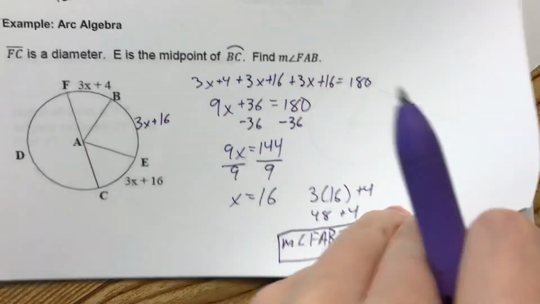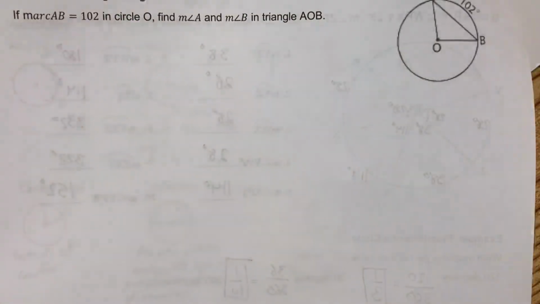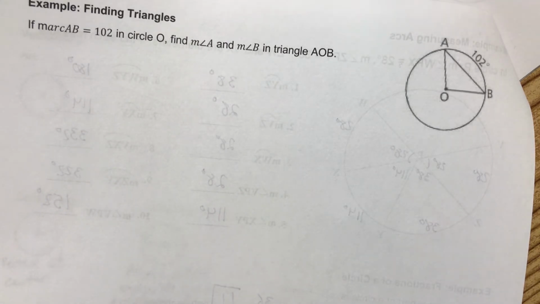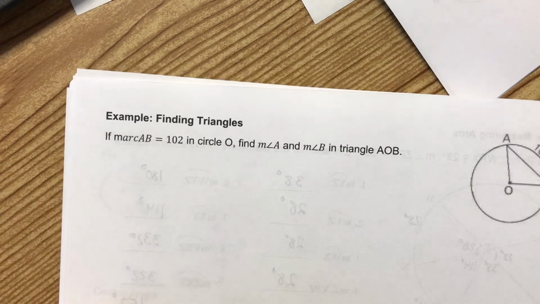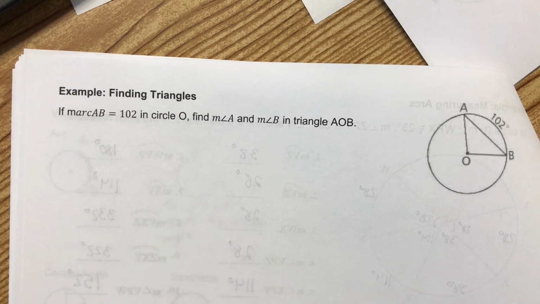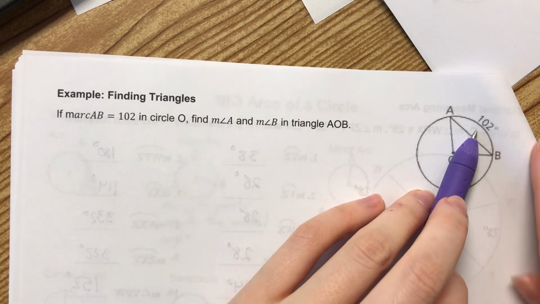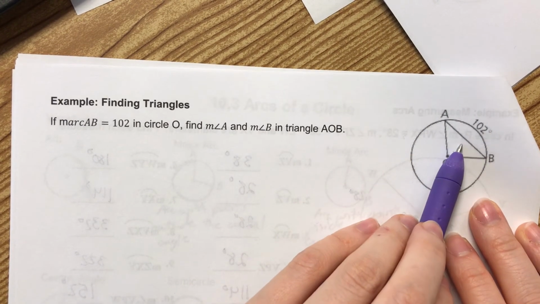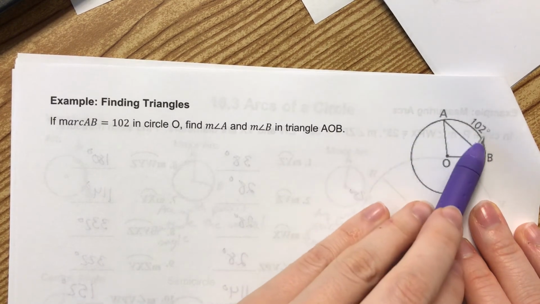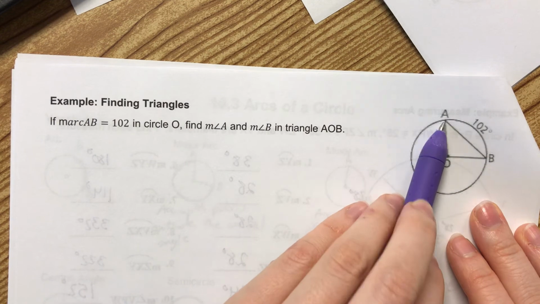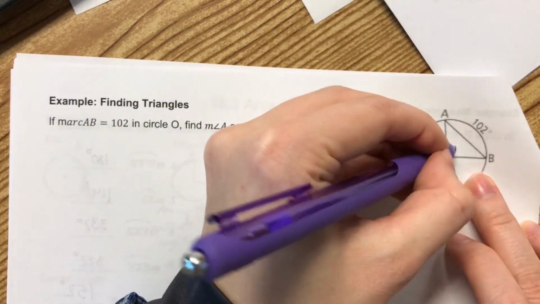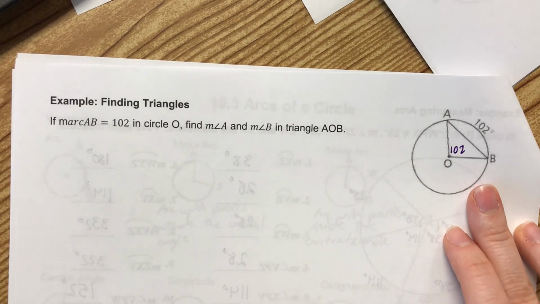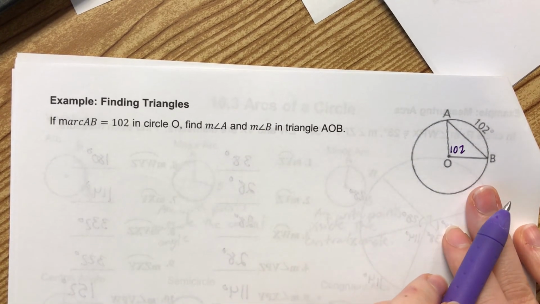All right. On the back, we've got a triangle example. So last example for this section says if the measure of arc AB is equal to 102, and that would be 102 degrees. If we say the measure of an arc is a number, we mean it's that number of degrees. So if the measure of arc AB is 102 degrees in circle O, find the measure of angle A and the measure of angle B in triangle AOB. We know that the arc cut by two lines going from the center to the edge is the same as that central angle. So that central angle is also 102 degrees since its arc is 102 degrees.